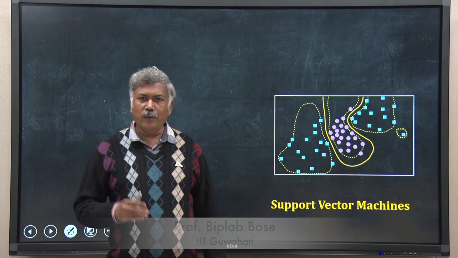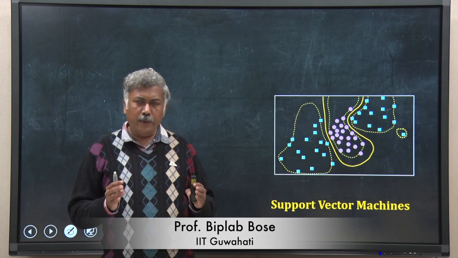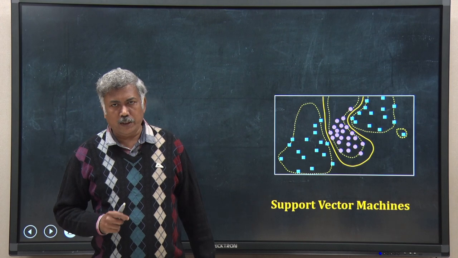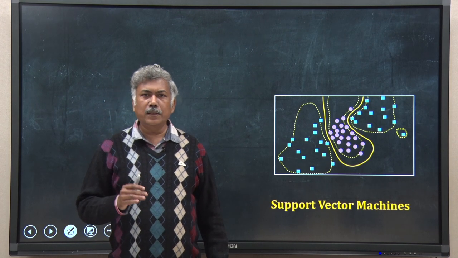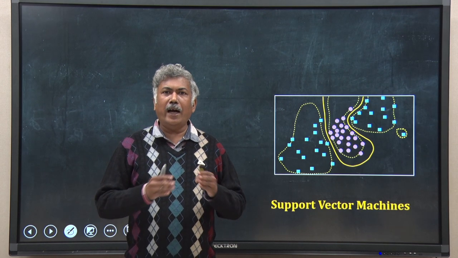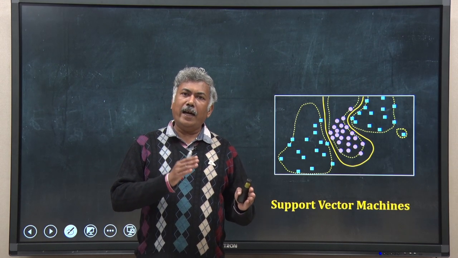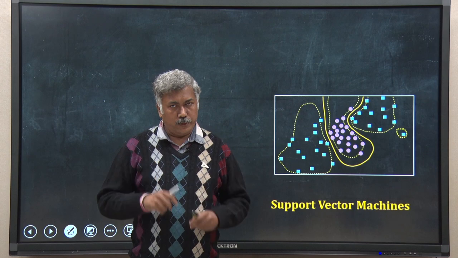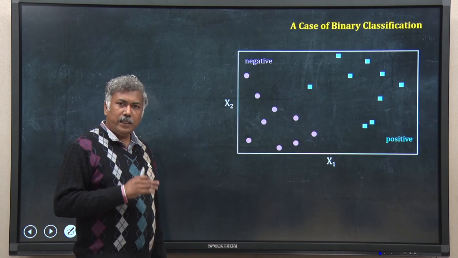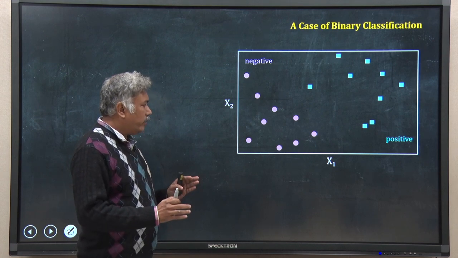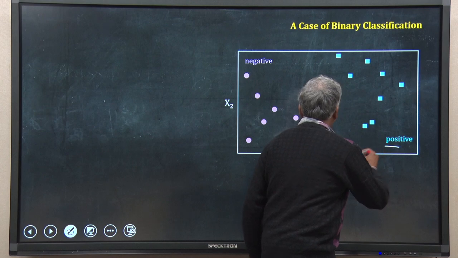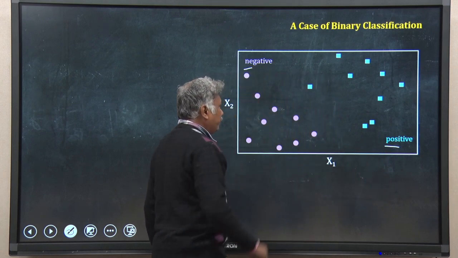Hello everyone, welcome back. Suppose I have a two-dimensional binary classification problem. That means I have two features or two predictors and I want to classify the data into one of the two groups. So here I have shown visually that type of data set, a training data set. So I have two classes, positive class and negative class.